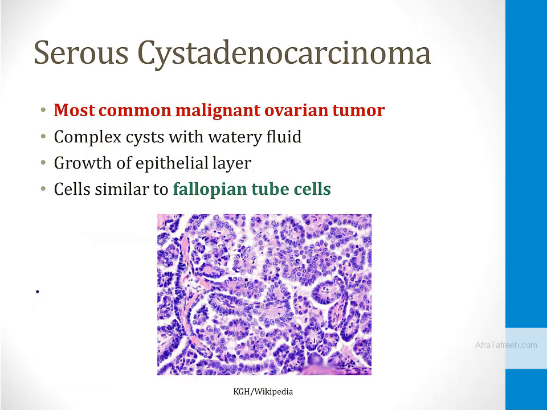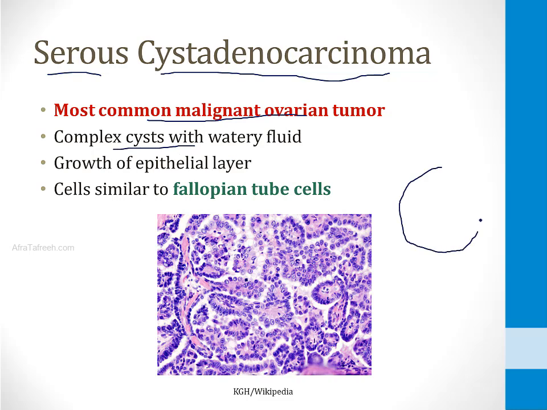The malignant version of the serous tumors is called a cyst adenocarcinoma, and this is the most common malignant ovarian tumor overall. Remember, epithelial tumors of the ovary are the most common ovarian tumors, and the serous subtype is the most common subtype. So therefore, it makes sense that the malignant version of the serous subtype is the most common malignant ovarian tumor. On gross specimen, these tumors look like complex cysts with watery fluid.